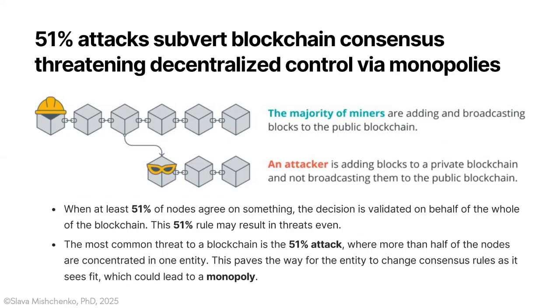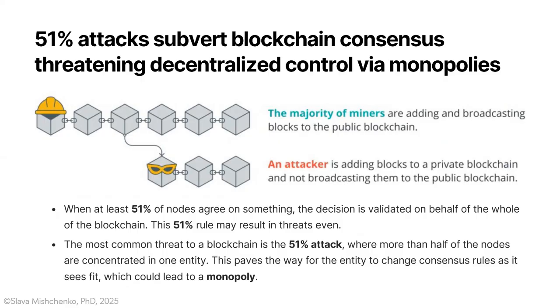And this diagram illustrates how it works, and it's something every blockchain professional needs to understand perfectly. Look at the top of the diagram. This represents the legitimate blockchain where honest miners, for example, shown with the construction helmet icon, are adding and broadcasting blocks openly. And this is how the system is supposed to work.